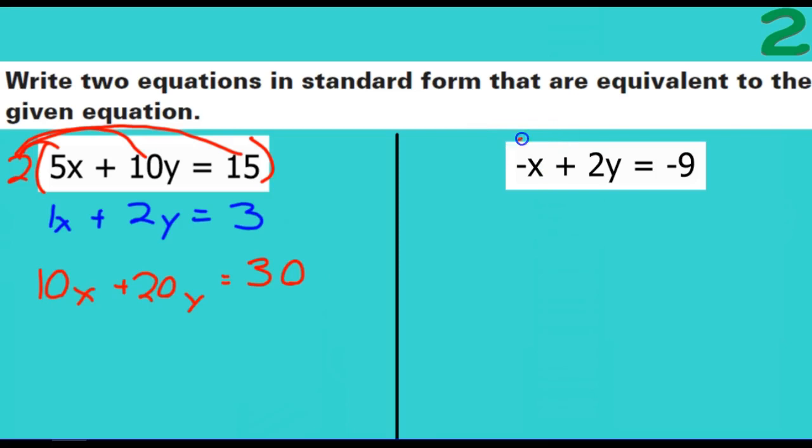Same thing over here. I'm going to start by multiplying by something. Let's say we're going to multiply by 3. So I'm going to multiply 3 by negative x, so I get negative 3x. 3 times 2y gives me 6y. And 3 times negative 9 would give me a negative 27.